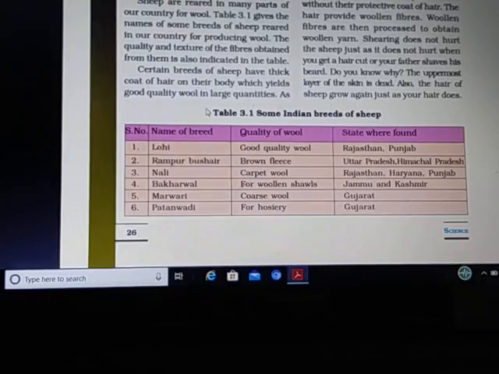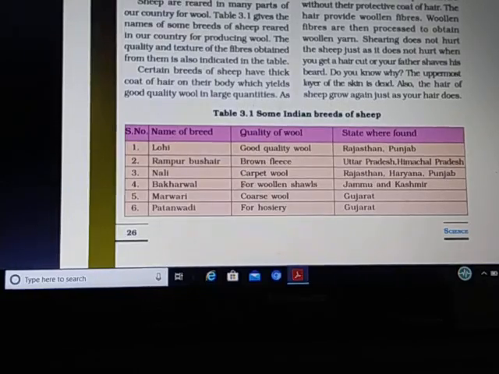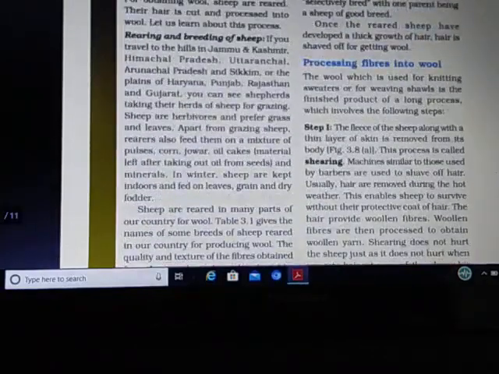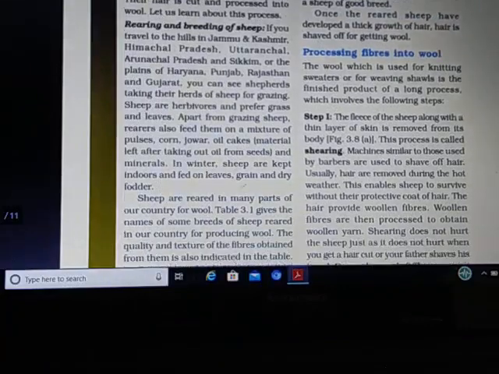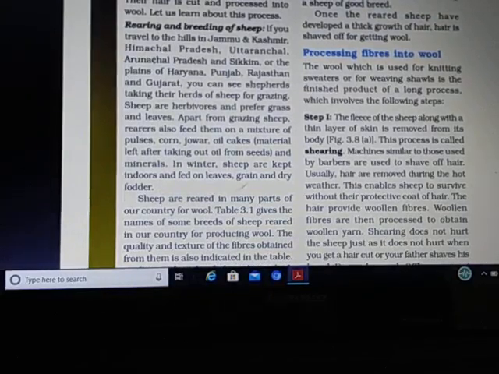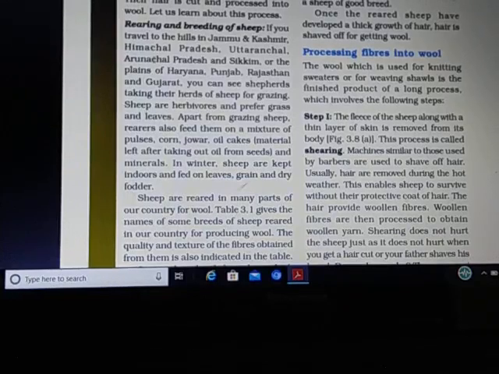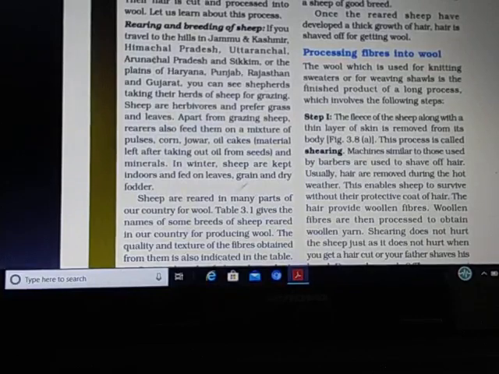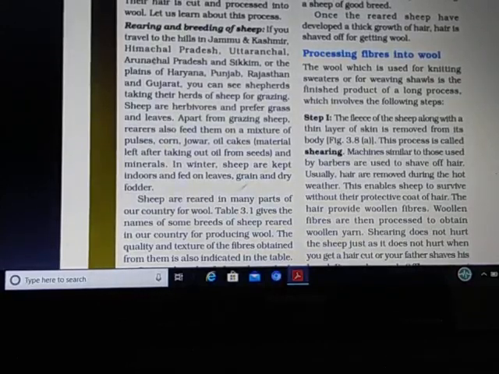From this table lots of questions can be asked, so please pay attention and understand it carefully. You have to take care and read it thoroughly. आपको उसको अच्छे से पढ़ना है, as well as you have to learn it: कि कौन सी नाम की breed, कौन सी sheep है, कौन से type की wool provide करती है और कौन से state से वो मिलती है. You have to take care of that.